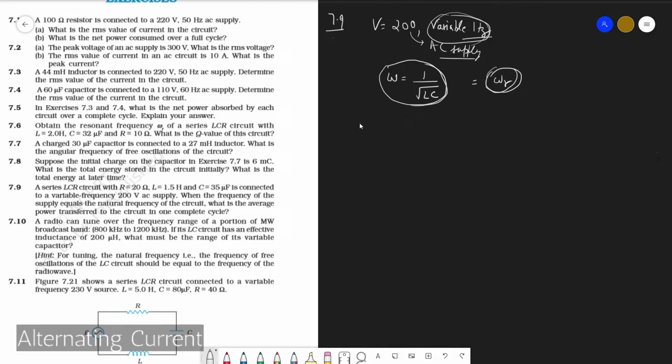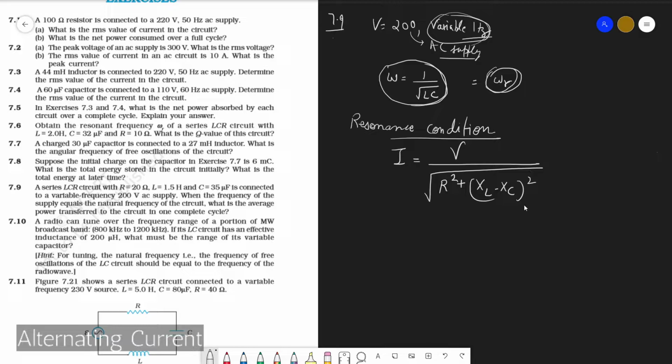First of all you need to understand that this is a resonance condition. In the resonance condition, if you calculate I, it is equal to V by Z, which is V divided by the square root of R square plus (XL minus XC) whole square. But at resonance, XL is equal to XC. I told you to remember this condition. XL equal to XC means this part is 0. So the value of IRMS is nothing but V by R.